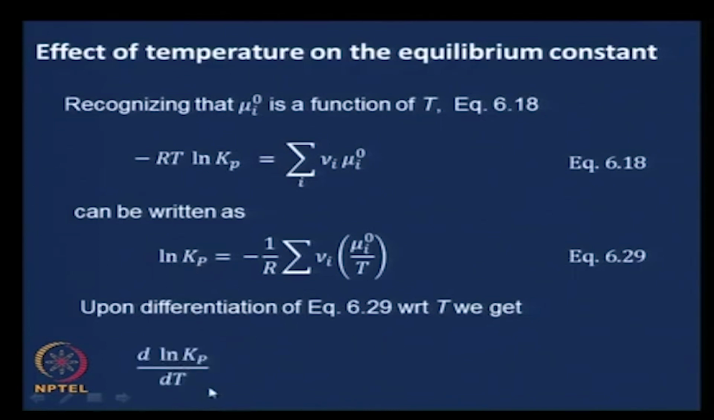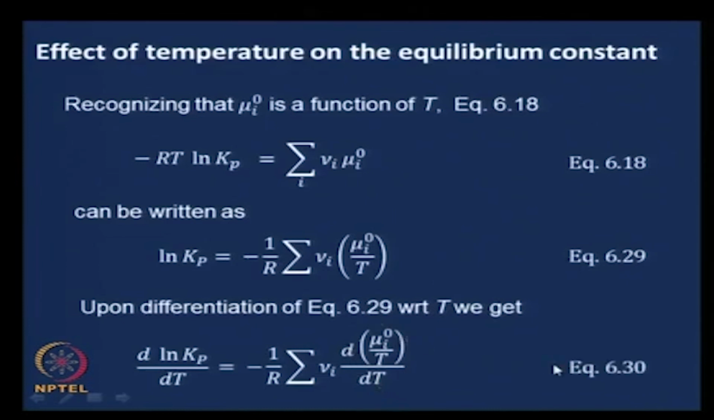So we get d ln Kp/dT is nothing but -(1/R) Σ νi. νi is just a stoichiometric coefficient, not a function of temperature. Therefore, the function of temperature is μi°/T alone. Therefore, this becomes d/dT of μi°/T. Let us call this equation 6.30.